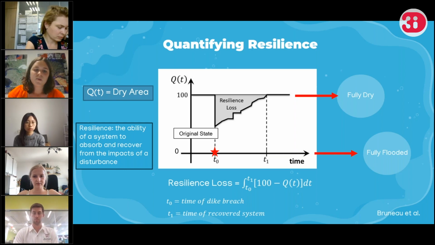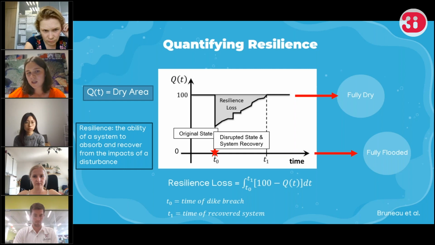And then this framework also allows you to have different states. So the original state is pre-disturbance. And then once the disturbance happens, then you're into a disrupted state and a system recovery state. And then finally, you're in a fully recovered state after T1.